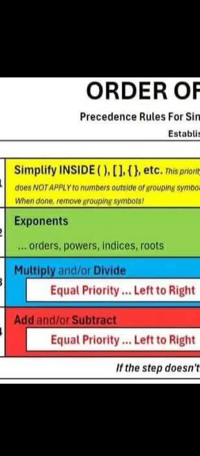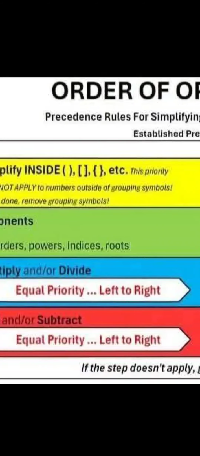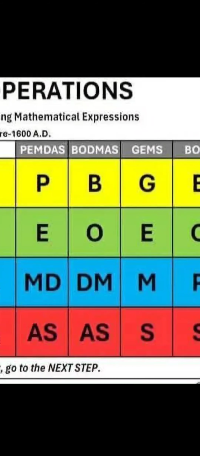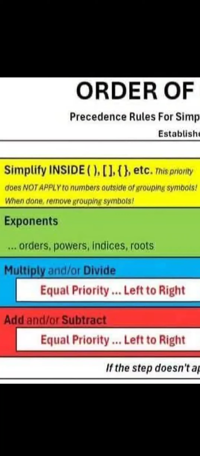Your third step in blue is multiply and or divide. Multiplication and division have equal precedence. You solve them left to right. So it doesn't matter. PEMDAS is MD, BODMAS is DM. A lot of people say, well, depending on whether you're using PEMDAS or BODMAS, you do multiplication first and then division, or division then multiplication. That's completely false. They have equal priority. I realize how the acronyms are written, but it does not mean you do one before the other. They have equal precedence. You just go left to right.